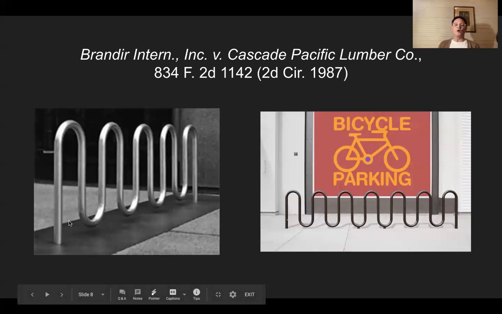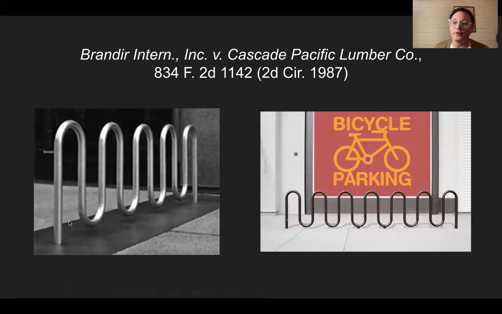Okay, alternative circumstances, a really interesting case here. So in Brandir v. Cascade, an artist, who primarily made wire sculptures and so on, created an undulating wire sculpture. And a friend of mine who was an avid cyclist saw the sculpture, a small sculpture, and said, hey, if you made that larger, it would make for a really useful bike rack, right?